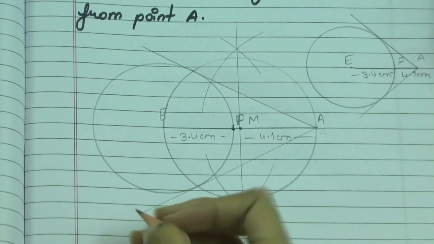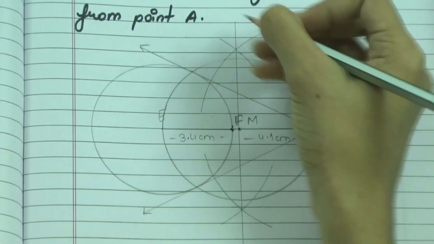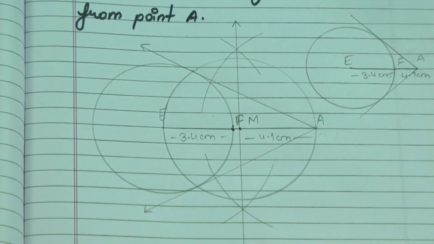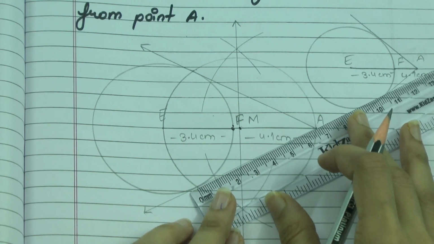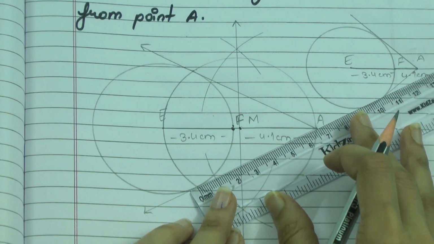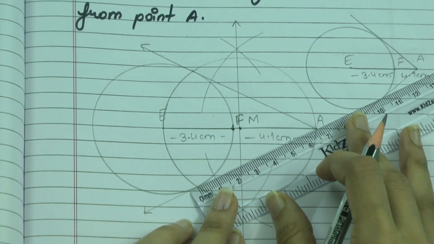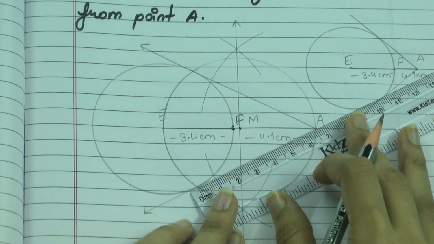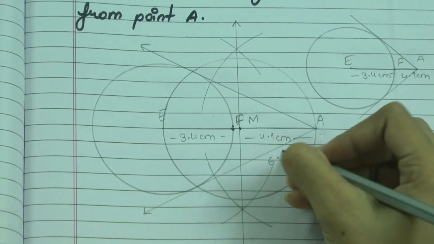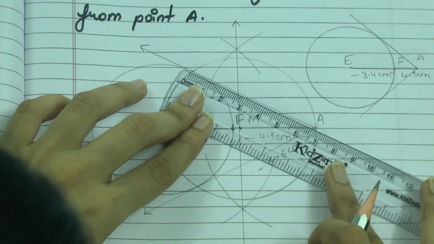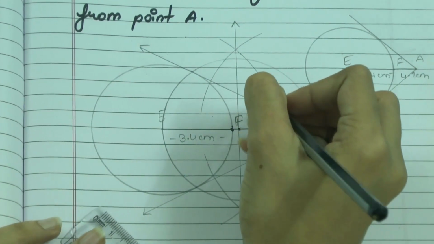Put an arrow on each line. Now measure. These are the required tangents drawn from the point A to the circle. Keep the scale properly. Yes, it is 6.1. Write it there, 6.1. 6.6, sorry. Yes, 6.6. That means your construction is perfect.